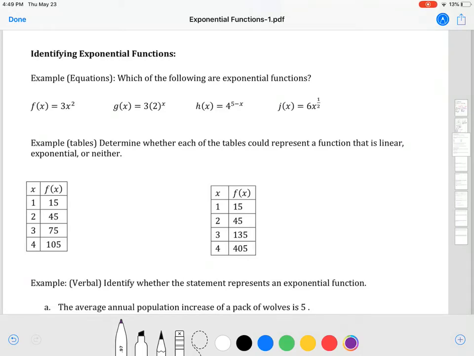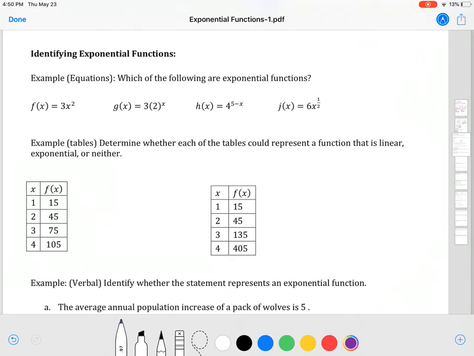Now that we know a little bit about exponential functions and their graphs, we are going to discuss in this video how to identify whether or not a function is an exponential function. And we're going to do it in 3 different representations. We're going to do it by looking at equations, by looking at tables, and by looking at verbal representations. So in the first example, we're going to look at equations.